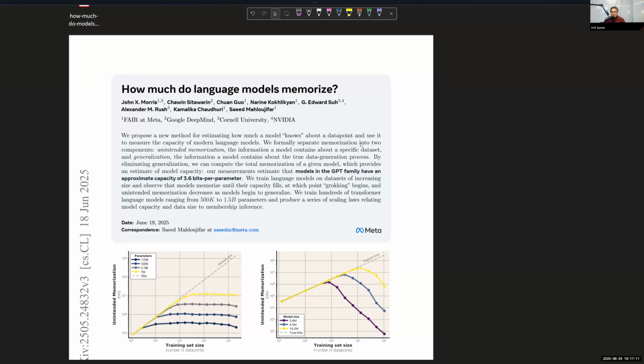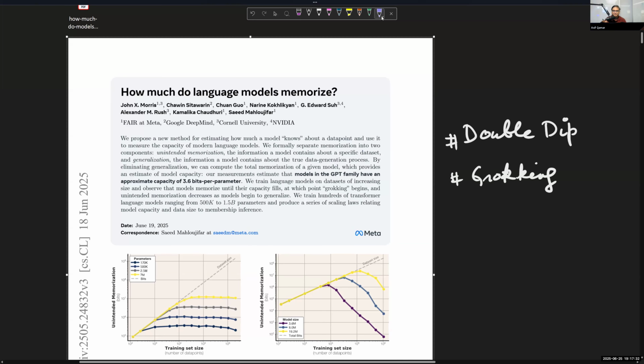Now, to get really to the depths of this paper, it's worth talking about a few concepts. One is called double dip. The other is called grokking. I will set the context for this paper by talking about both of these concepts and what they are. So just to recap what double dip is.